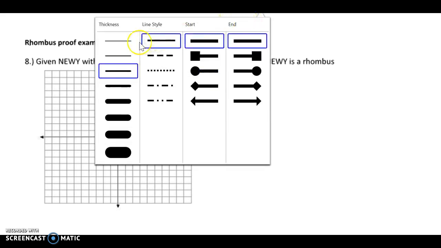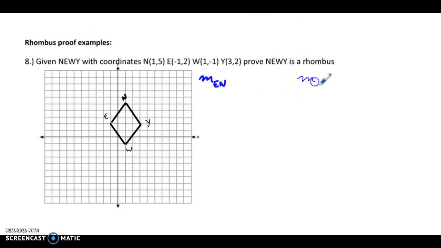Let me fix my pen here. And I have to find the slope of WY. And then I'm going to do the other two slopes, the opposite ones, but let's do these ones first. So the slope of EN, if I count it, it's up 1, 2, 3 over 1, 2. So up 3 over 2. And then the slope of WY, 1, 2, 3 over 2, is also 3 over 2.